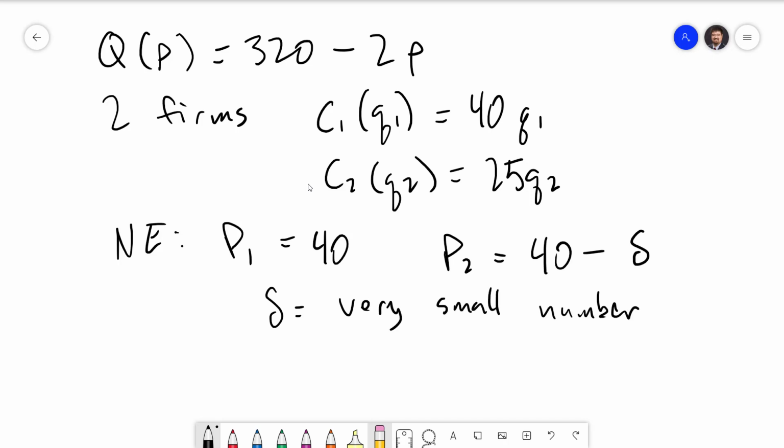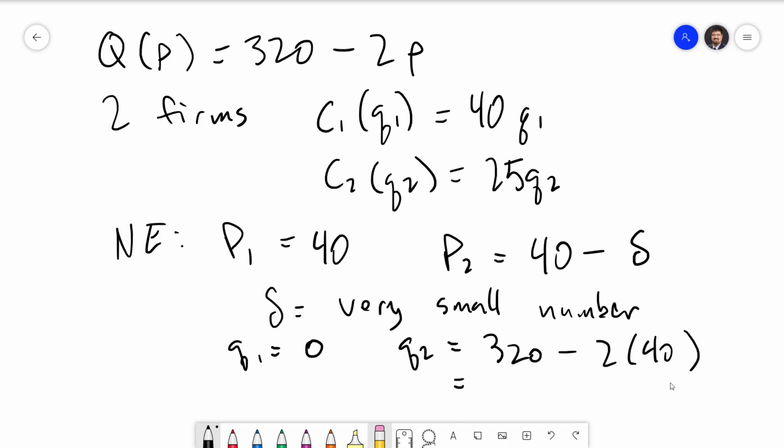If we think about this as an example with US currency, delta might be 1 cent. Here we're going to assume that delta is so tiny that P2 is effectively 40. That's just going to make the math a little easier. So this is going to result in Q1 equals 0, and Q2 equals 320 minus 2 times 40. Again, we could put the minus delta, but we're assuming the delta is so small that we won't even notice it. And so that's going to give us a quantity of 240.